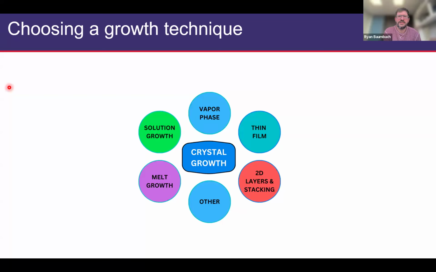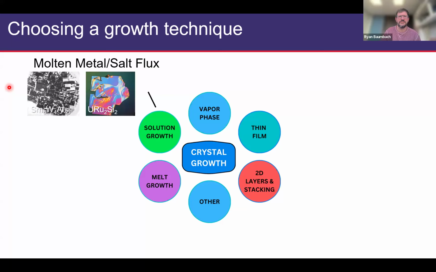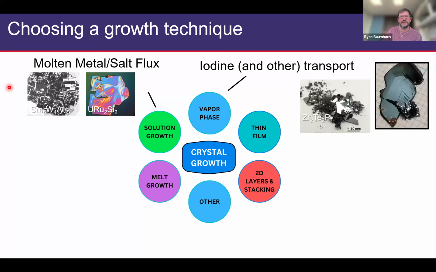And here I've gathered together most of the crystal growth techniques, at least in terms of broad categories. I'm sure you could think of others where we have things like solution growths. That's molten metal flux, perhaps also traveling solvent floating zone could be included in there. We have vapor phase growths.